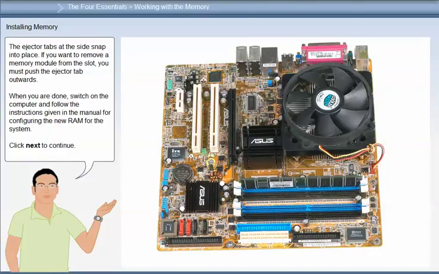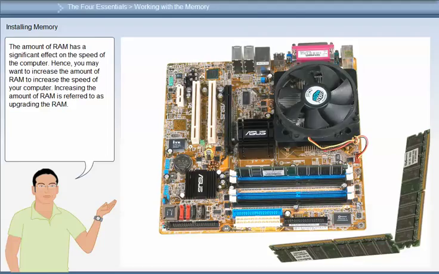The ejector tabs at the side snap into place. If you want to remove a memory module from the slot, you must push the ejector tab outwards. When you are done, switch on the computer and follow the instructions given in the manual for configuring the new RAM for the system. The amount of RAM has a significant effect on the speed of the computer.